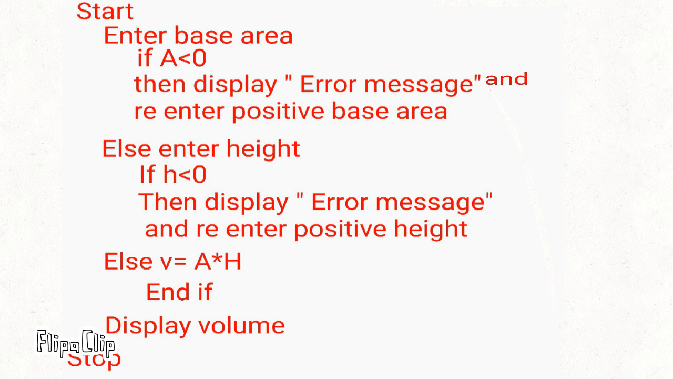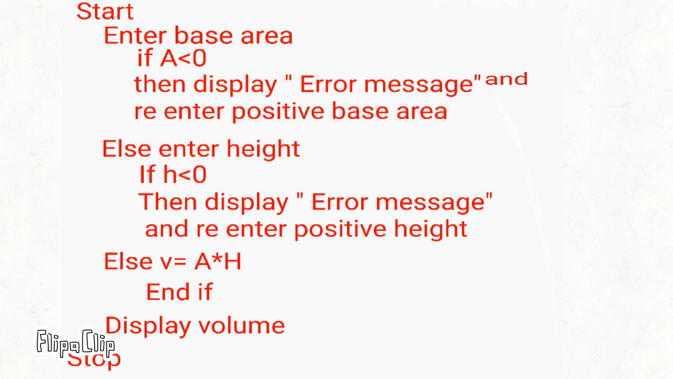When writing a pseudocode, you have to start with the word start. So you write start there, right on the margin line. Then the next thing is to write enter base area, which is your input in the flowchart. So enter base area won't be in the same line as start. You have to leave some space from the margin line.